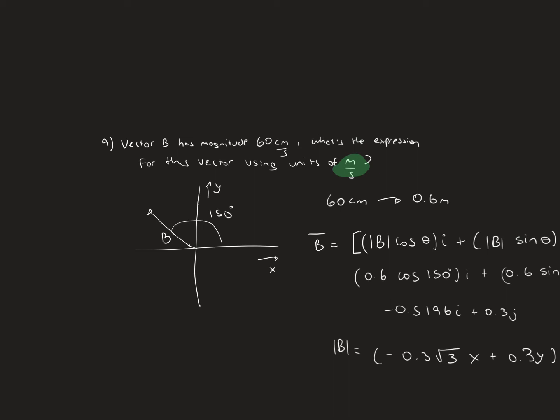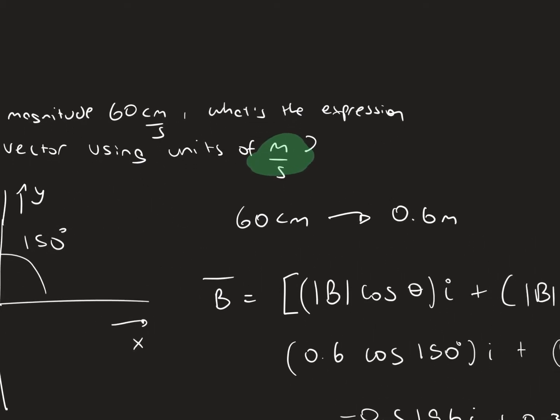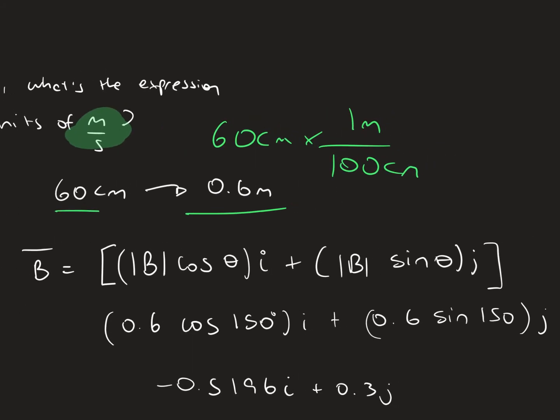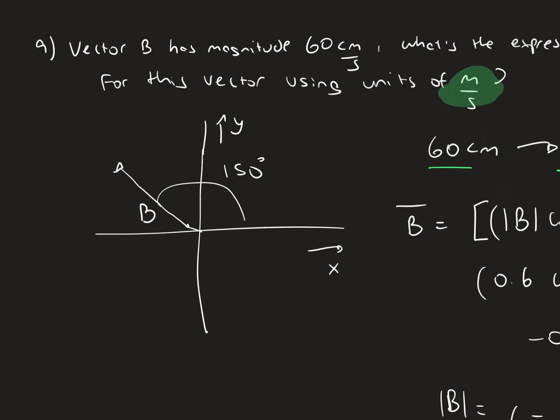In question 9, it says vector B has a magnitude of 60 centimeters per second. And it asks, what's the expression for this vector using units of meters per second? So the first thing we've got to do is convert the centimeters to meters. So from 60, we go to 0.6 meters. We just did the little conversion, that's how we got 0.6 meters.